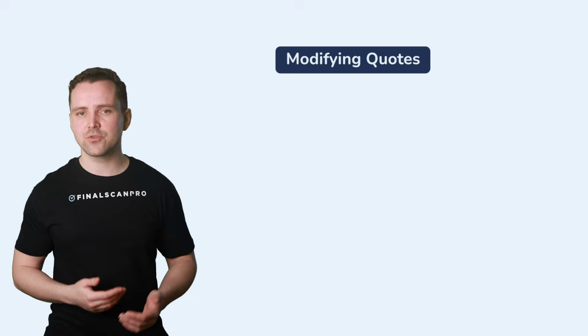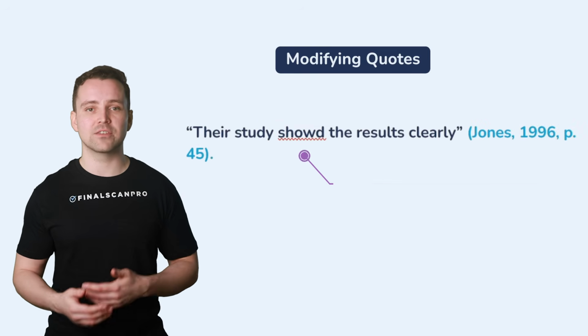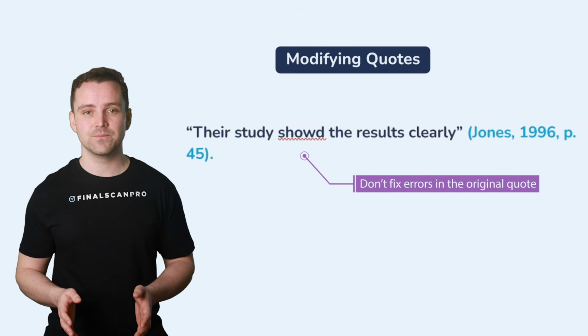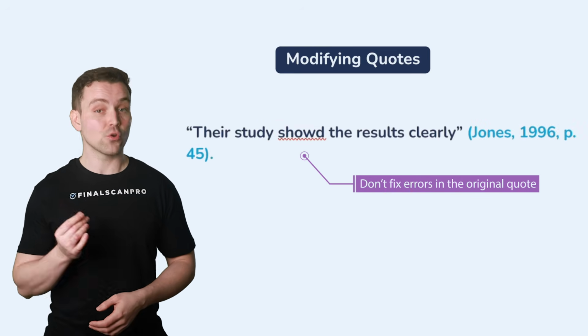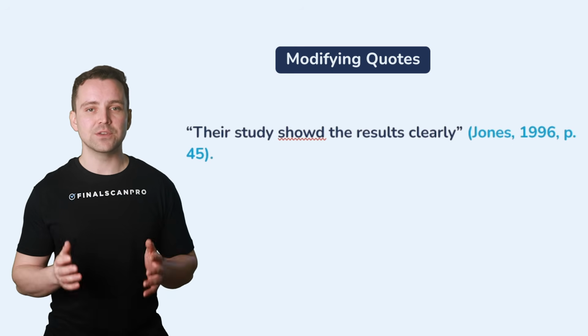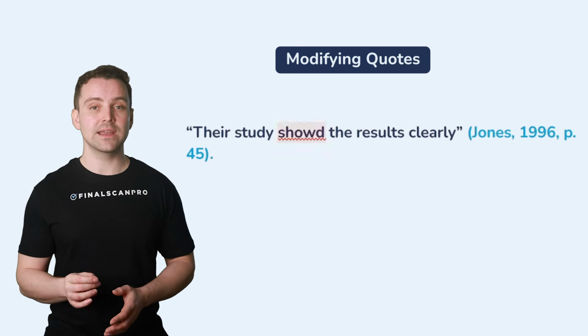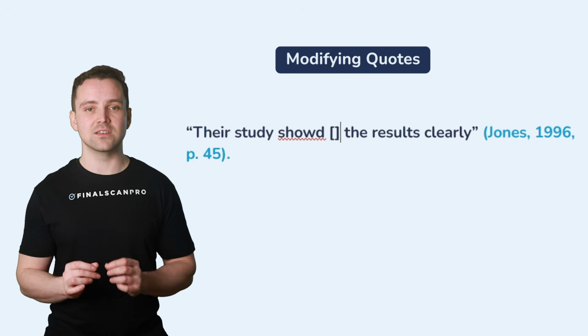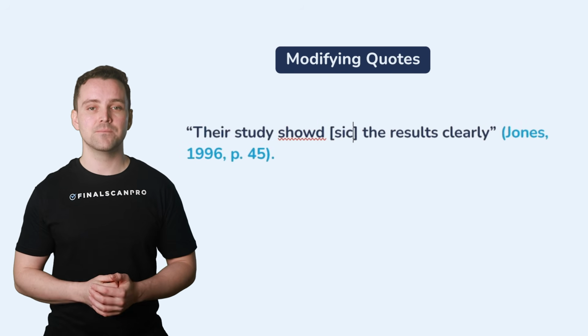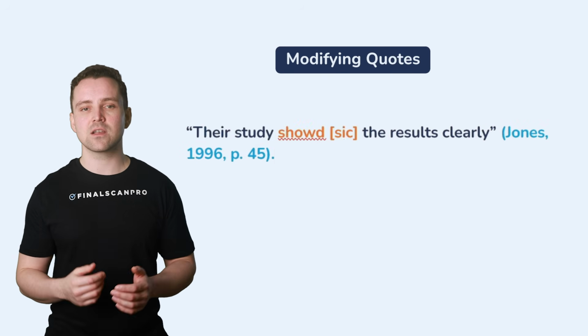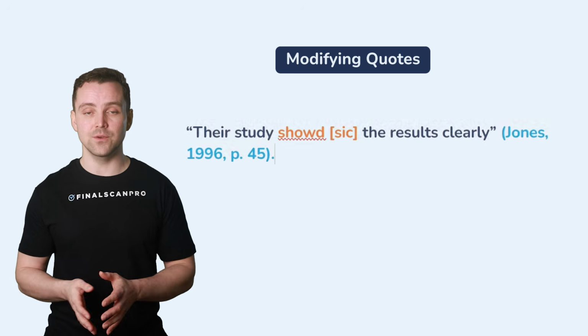Sometimes you might come across a quote that contains spelling or grammatical errors in the original text. If that happens, please don't correct the mistake. For example, here the original quote contains a typo, so you place sic in square brackets immediately after the error. This tells the reader that the mistake comes from the source, not from you.